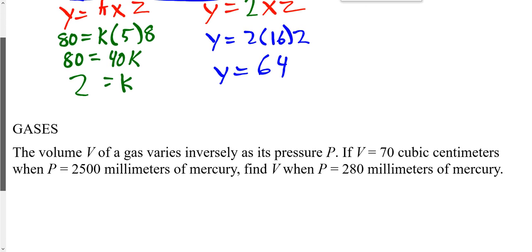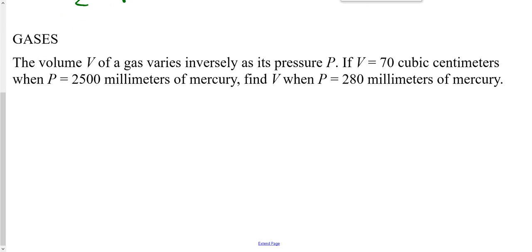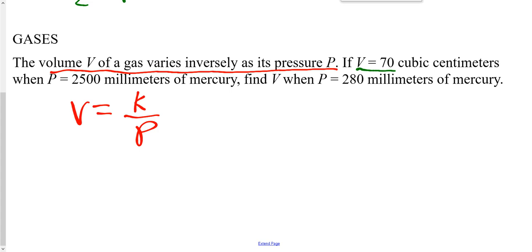Now, sometimes you'll be doing all this, but it'll be given to you with lots of words. Still, same idea. Volume varies inversely to pressure. So I go V equals my constant of variation. Because it's inverse, I know that P is going to be in the bottom. So now I'm given my volume and my pressure. Plugging in my volume and my pressure allows me to find the value of k.